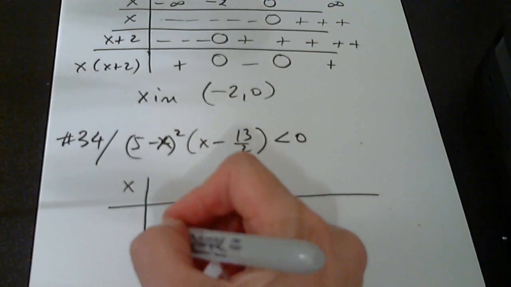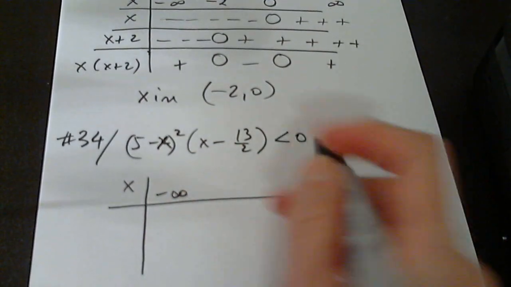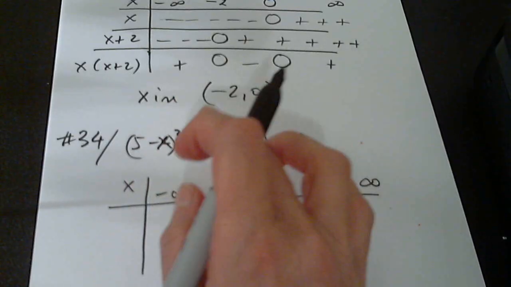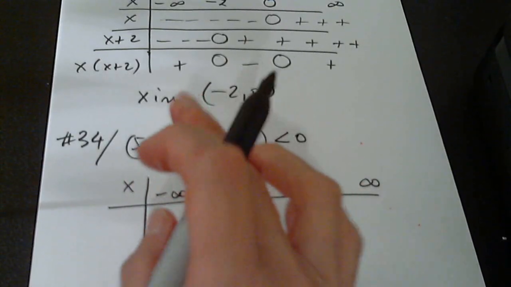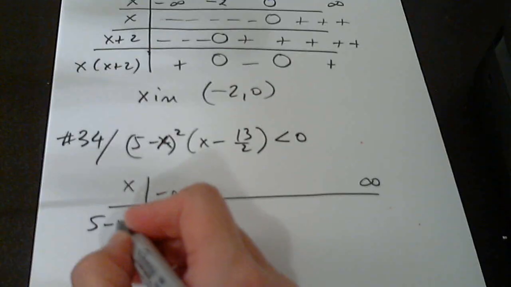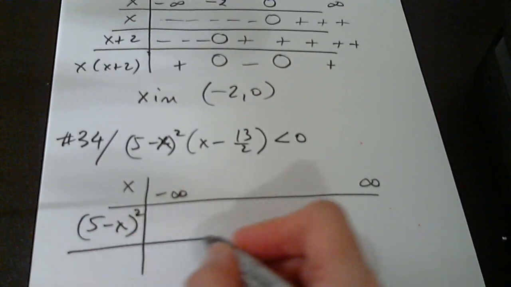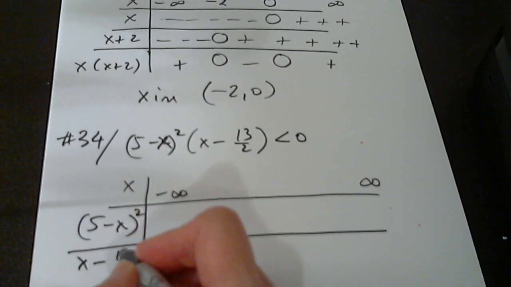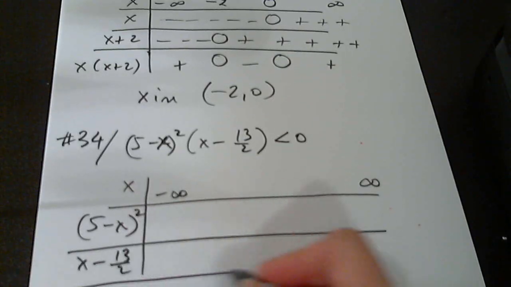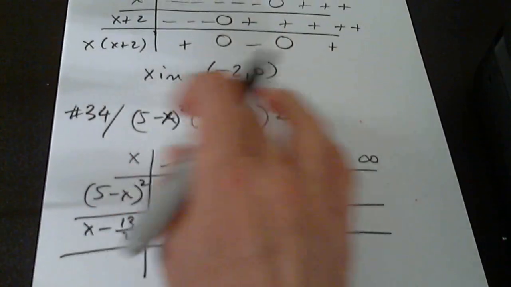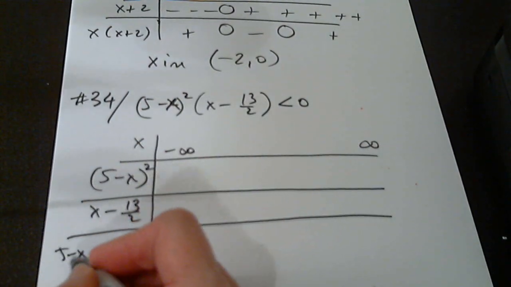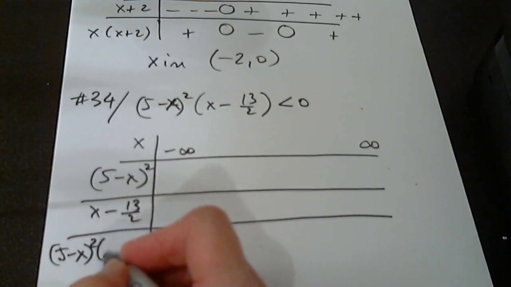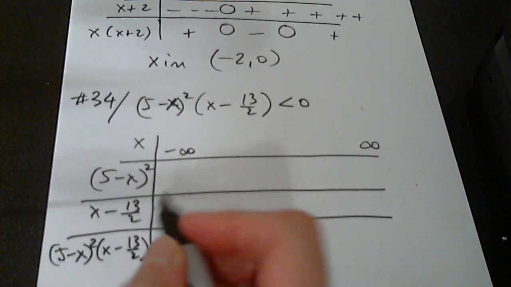X is the variable in the problem. 5 minus x squared, I'm going to use it as is. 5 minus x everything squared. And x minus 13 halves. And what I'm really interested in is the product. So 5 minus x squared, x minus 13 halves. Good.